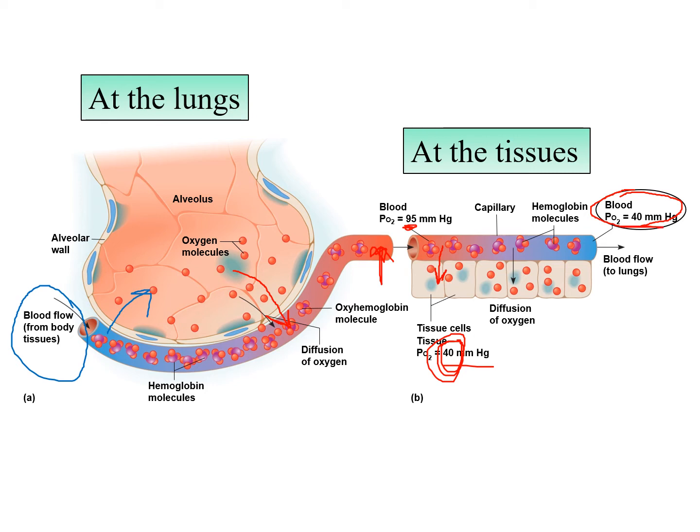But the reality is that this oxygen poor blood is not devoid of oxygen. It still has 40 millimeters of mercury partial pressure in it. Okay, it's not devoid of oxygen. It's just lower. It's oxygen poor blood. That's the term we use. This is oxygen rich blood. This is oxygen poor blood.